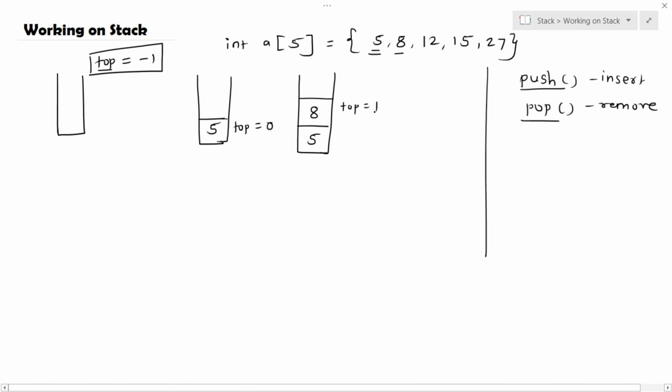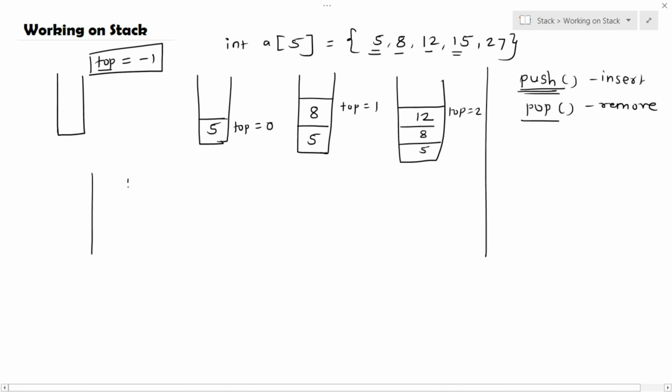Okay, the next element we have to insert is 12. So here in the stack already we have 5 and 8. Now we have to insert the element 12. So we have to increment the top pointer, and here the top pointer is incremented by 1. So top is equal to top plus 1, that means top is equal to 2, and here we insert the element 12. Now again, whenever we insert an element into the stack, we use the push operation. Remember this?